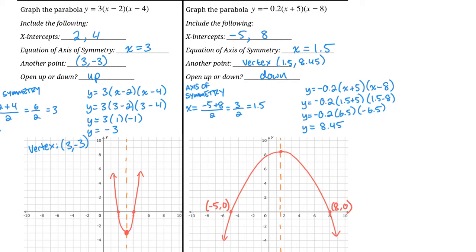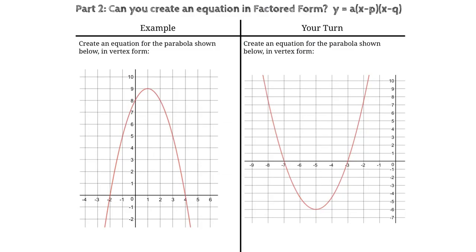I used the axis of symmetry 1.5 and plugged it into our equation to find the y value of our vertex, and I got 8.45. So the vertex, which is another point on the parabola, is 1.5 and 8.45. And you can see from drawing the graph that this parabola opens downwards. But you can also see by looking at the equation that the value of a out front is negative, so that means it would open downwards.